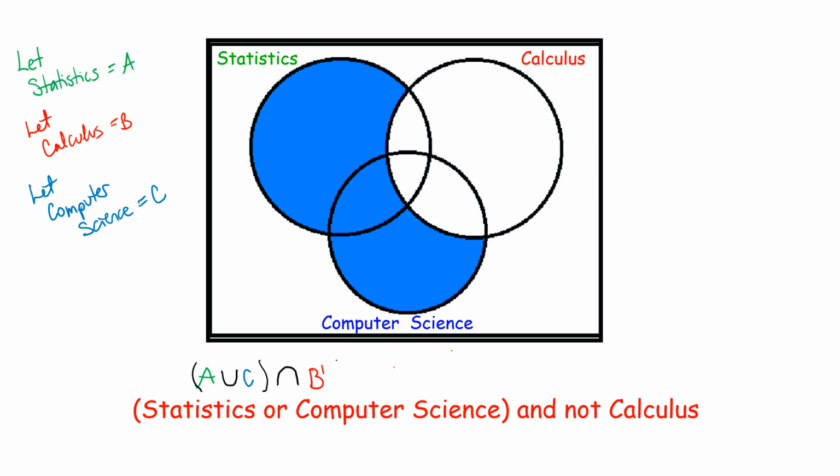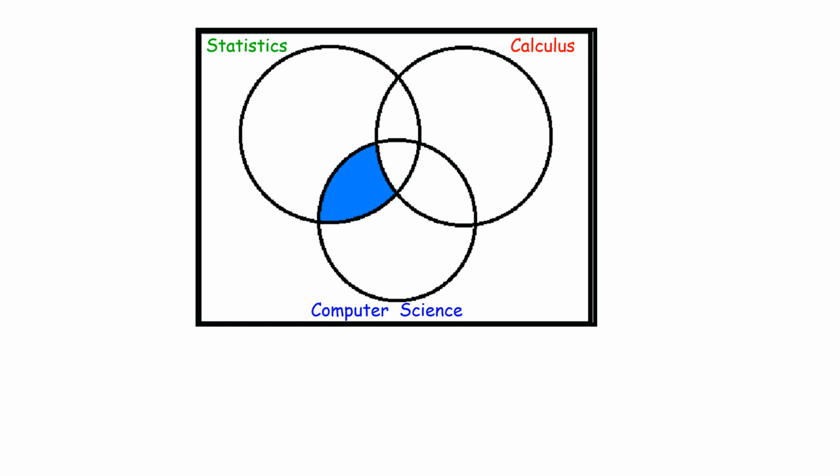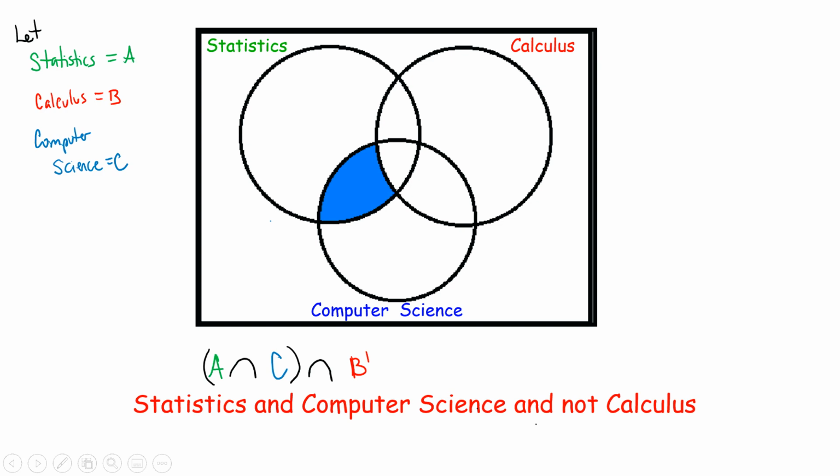Let's try another one. So here we see that we have statistics, calculus, and computer science. Again, let statistics equal A, let calculus equal B, and computer science equal C. Go ahead and push pause and try this one on your own, and then push play to see how you do when you're done. Here we have statistics and computer science and not calculus. Let's try another one.